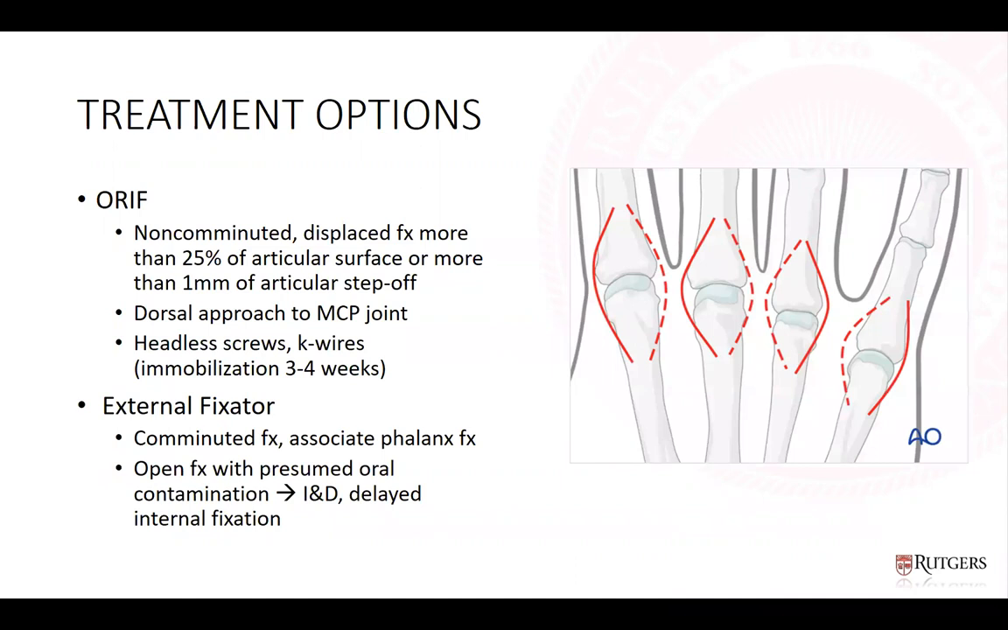ORIF is generally indicated for non-comminuted fractures that meet operative criteria. Some of the quoted numbers are a displaced fracture involving more than 25% of the surface or more than 1 millimeter of step-off. They can be approached through a dorsal approach and usually can be fixed with either headless screws or K-wires, followed by immobilization. External fixation is a good option for comminuted fractures, particularly in the presence of associated phalanx fractures. It should also be considered with open fractures that may need surgical debridement or if there's a high concern for initial contamination.